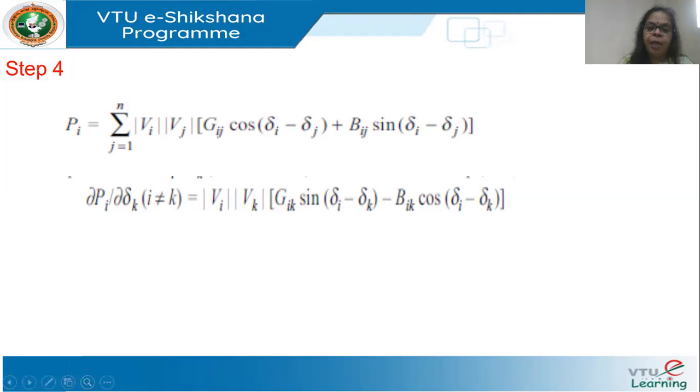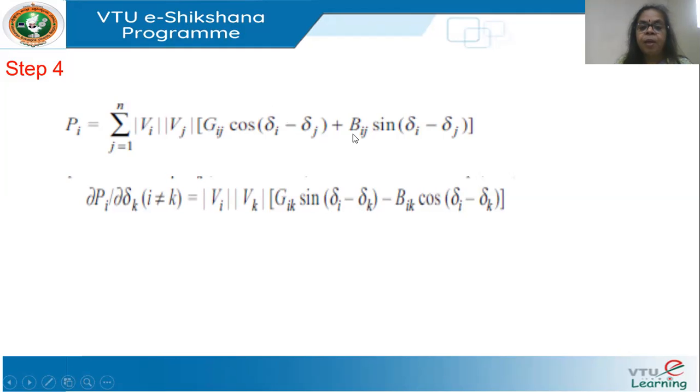So I need to consider only one term and differentiate that with respect to delta_k. So I get V_i, V_k and G_ik, with the argument delta_i minus delta_k. The derivative of cos(delta_i minus delta_k) with respect to delta_k: the derivative of cos is minus sine, so I have minus sine of (delta_i minus delta_k), and the derivative of the argument is minus 1 because I have minus delta_k here. So this becomes sine(delta_i minus delta_k).